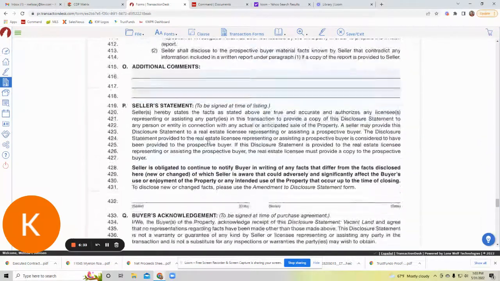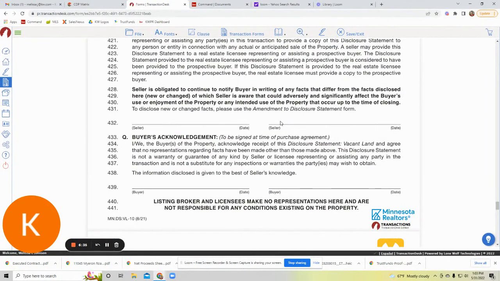This seller's disclosure needs to be filled out and signed by your seller to the best of their ability. Then when an offer comes in from the buyer, they will sign on the bottom, and that acknowledges receipt of that valuable information.